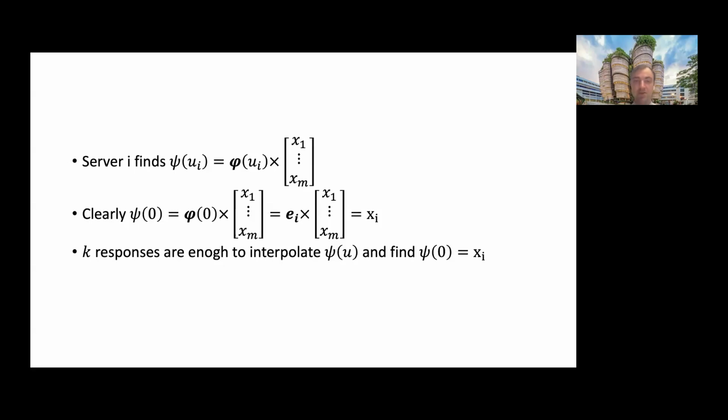And clearly psi is a polynomial of degree k-1, and by the well-known Lagrange interpolation technique, we know that k responses are enough to interpolate the polynomial, and as a result, we can find the value of this polynomial in point 0 and get the value of the file of interest, we get xi.